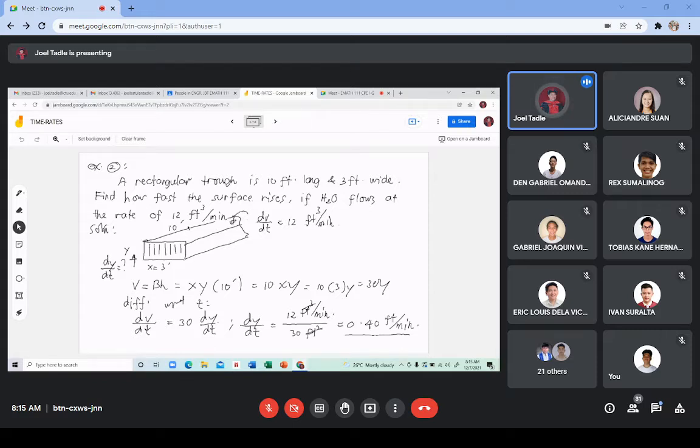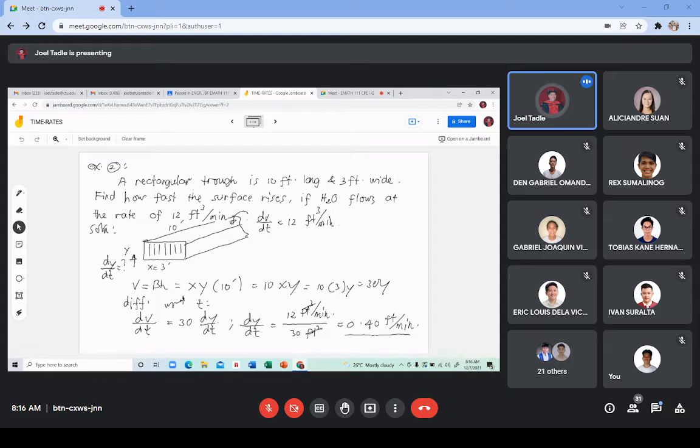The length of the container is given as 10 feet long. So the volume is equal to 10xy. But x is 3 feet wide, right? So 10 times 3 is 30, times y. So 30y. So volume equals 30y.